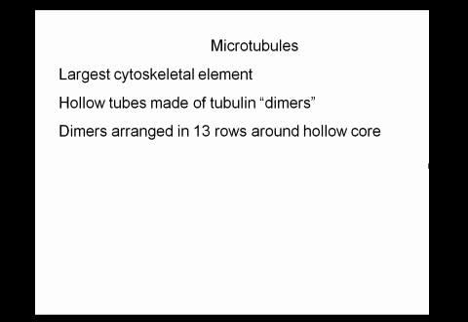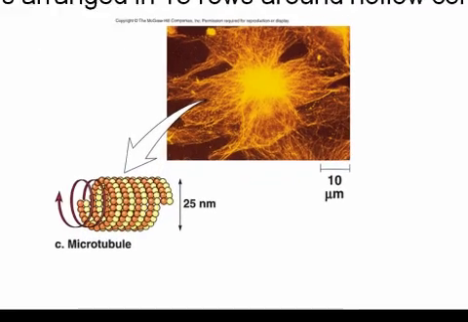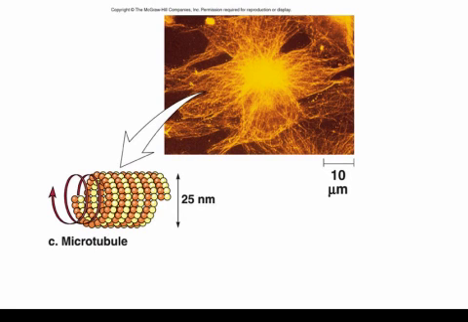The third cytoskeletal element and the largest is called a microtubule. It is made of a protein called tubulin. There are two different types of tubulin, alpha and beta, and this forms what's called a dimer. And then these dimers are arranged in 13 rows around a hollow core. So here's a diagram down at the bottom. You can see the microtubule.